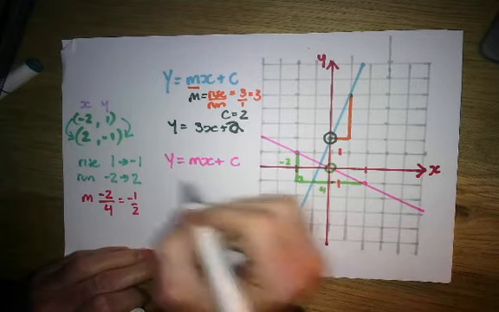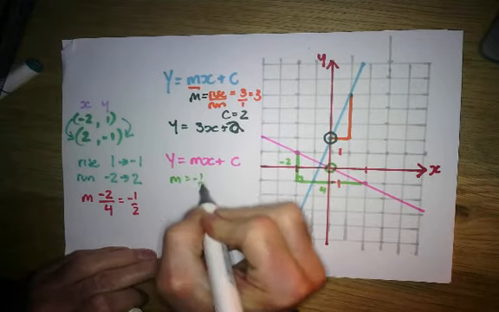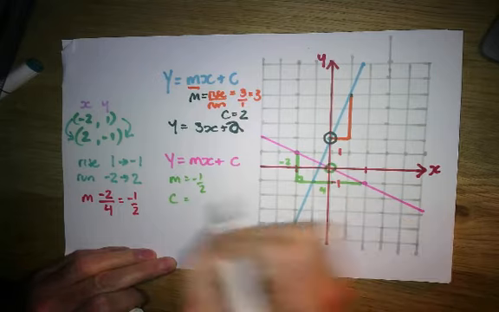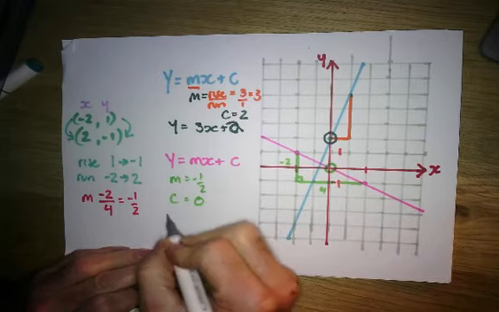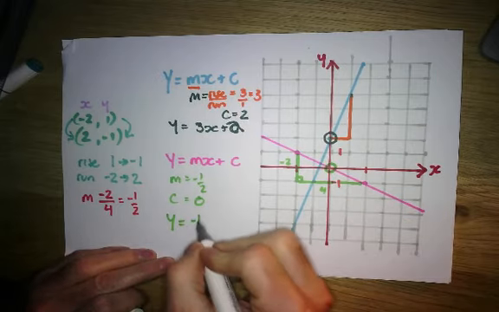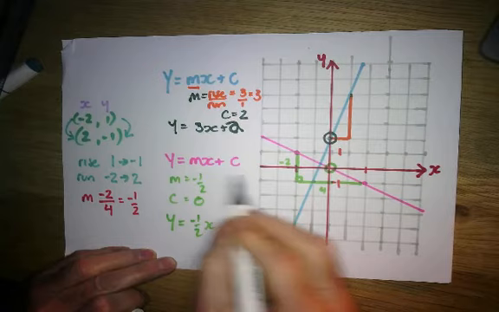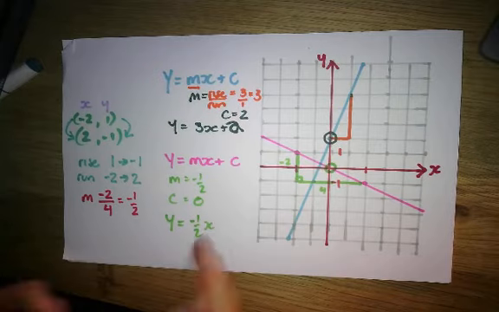And of course, it cuts the y-axis at the c value. So m here is -1/2 and the c value is 0. I'd write that as y equals -1/2 x plus 0, which I just leave like that.